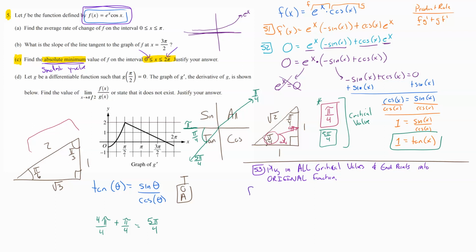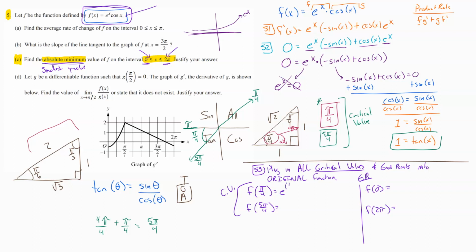So I would come back and I would do f of pi over 4. I'm going to do f of 5 pi over 4. And then I'm also going to do, because these are my critical values right here, that's the first piece, f of 0, because that's my first endpoint, and I'm going to do f of 2 pi because that is my second endpoint. So these are my endpoints on this side. So we're plugging everybody back into that original equation.